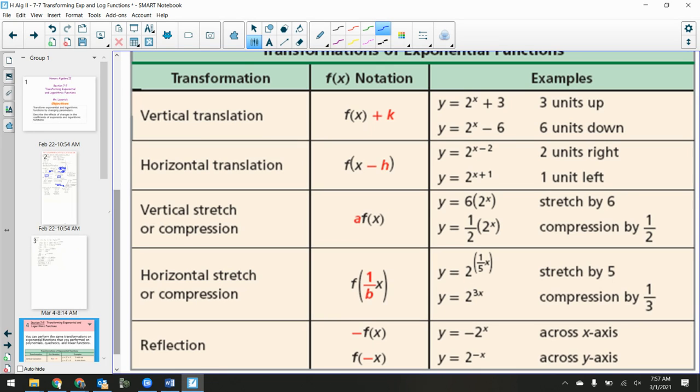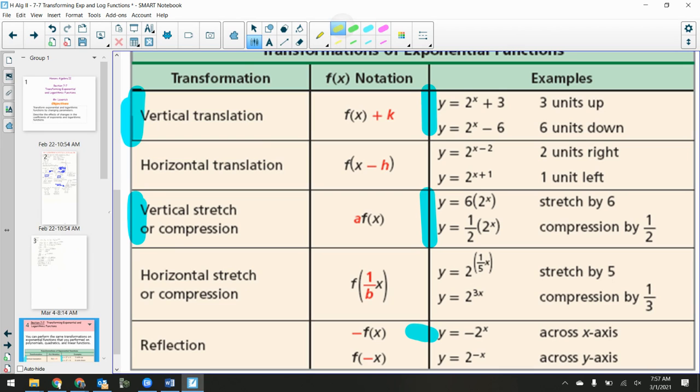So let's take a look. If you've got anything vertical, take a look at these pieces in here, and the vertical includes the reflection across the x-axis. What do you notice about all those pieces? All of those things are happening down below. They're not happening up in the exponent. All of those things are happening to the base.